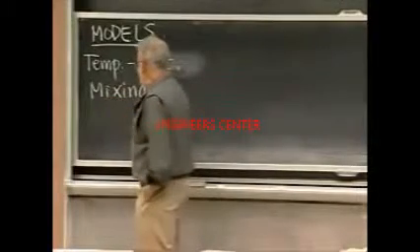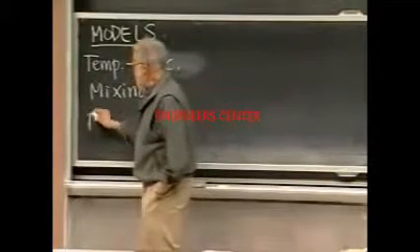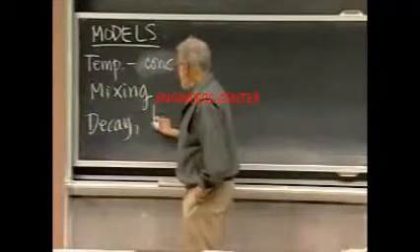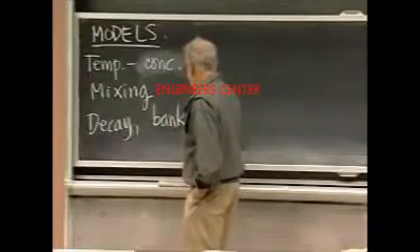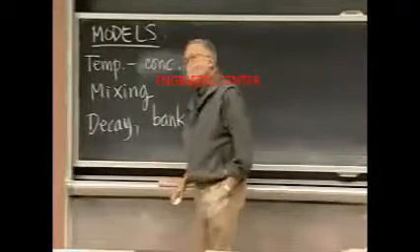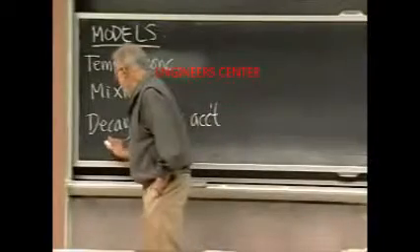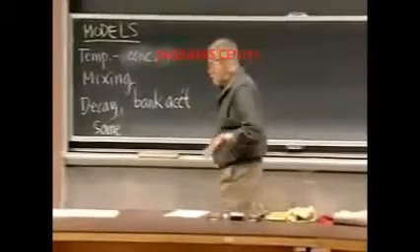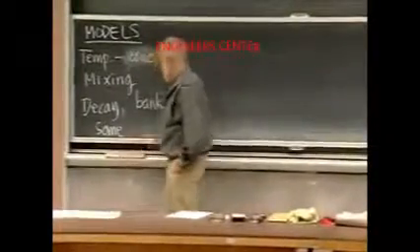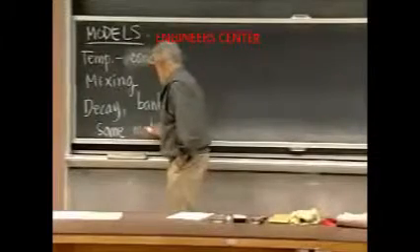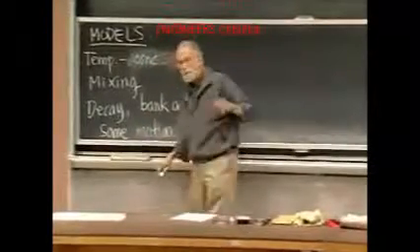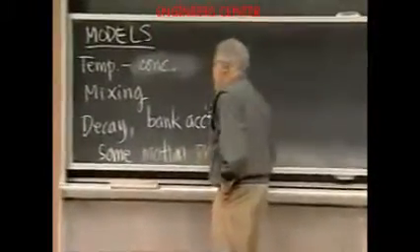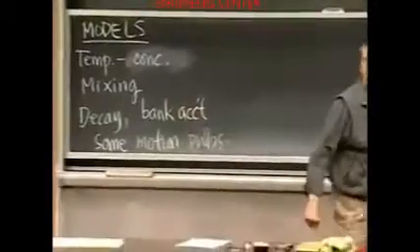And then there are other slightly less important models. There's the model of radioactive decay. There's a model of a bank interest, bank account. Various motion models. You know, Newton's law type problems, if you can figure out a way of getting rid of the second derivative. Some motion problems. A classic example is the motion of a rocket being fired off, et cetera, et cetera, et cetera.